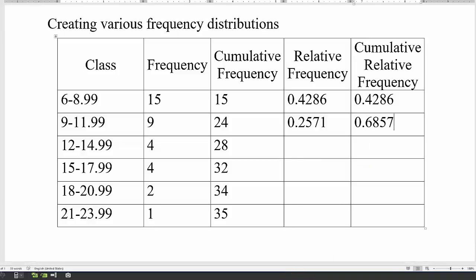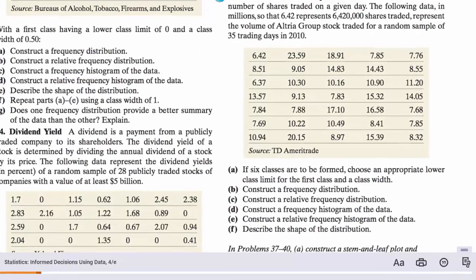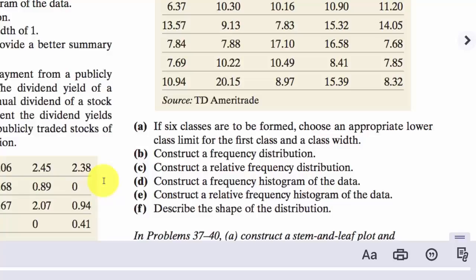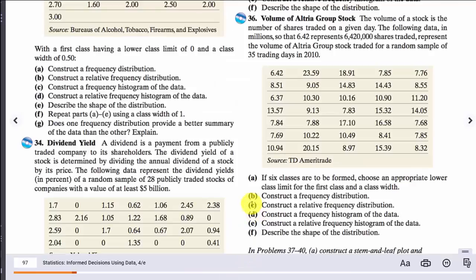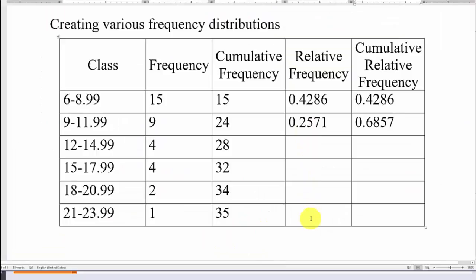And so on. Now let's make sure we're answering everything that the question is asking here. So in part A, it's asking if 6 classes are to be formed, choose an appropriate lower class limit for the first class and a class width. If you recall the values that we came up with, we used 6 as a lower class limit, and we used 3 as a class width. Now as far as part B is concerned, the frequency distribution that it's referring to is this column right here. So we've done that. And as far as part C is concerned, the relative frequency distribution, we started it. It's going to be this column here, but I'm not going to finish it just to keep the video at a reasonable length of time.